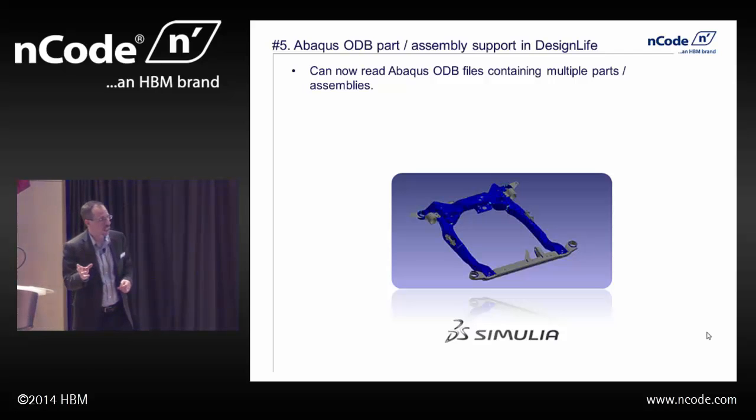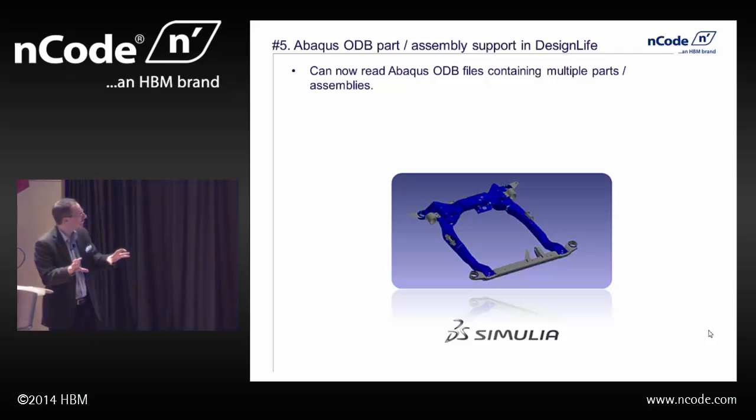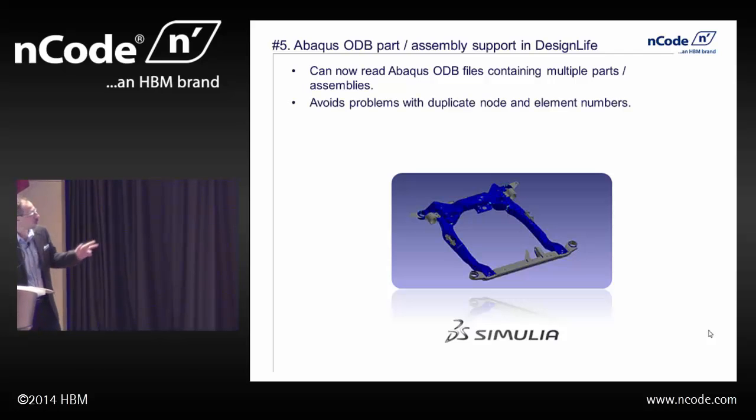For those, again, using CAE, we've enhanced what we can do with Abaqus ODB files, something that used to trip people over. Abaqus can have lots of different parts and assemblies, and each one's got the same node numbers in it. Well, we can now actually support that in version 10, such that you can have multiple parts, multiple assemblies, and we'll carry that information all the way through the analysis. So that avoids problems with duplicate node and element numbers.